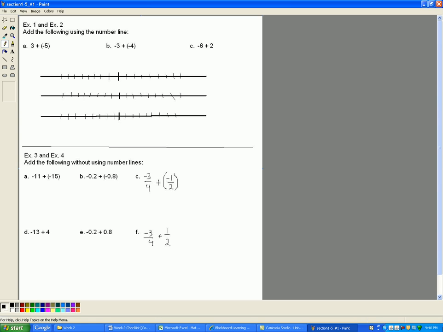One of the easiest ways we can learn how to add and subtract real numbers, especially when we're dealing with negative numbers, is by using a number line. So here are examples 1 and 2 combined into one little section. We're going to use the number line to illustrate how we can add and subtract real numbers.